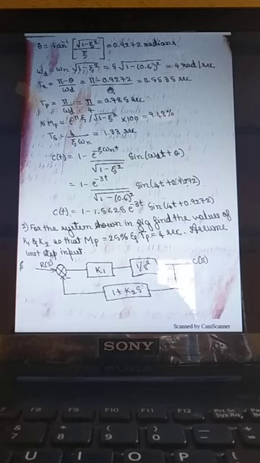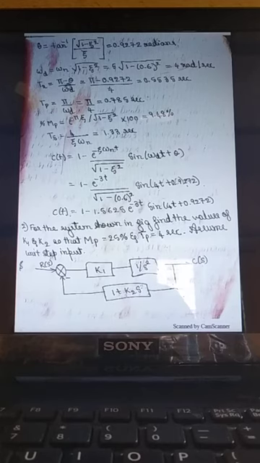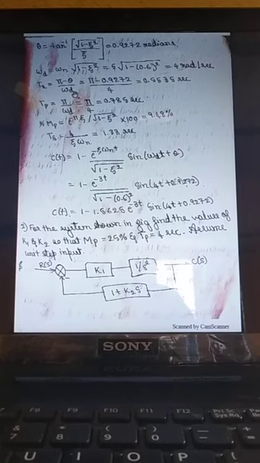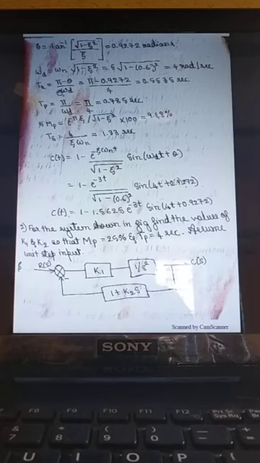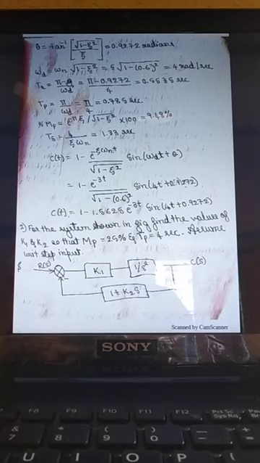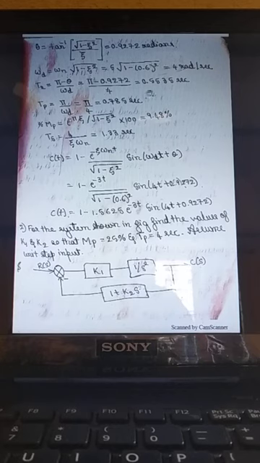What they have asked: rise time. Rise time TR is equal to pi minus theta divided by omega d. The formula I have listed already before. I have sent the formula list, you can refer to that one. For formulas, TR is equal to pi minus theta divided by omega d. You know the value of theta and omega d. Substitute, you will get 0.5535 seconds.